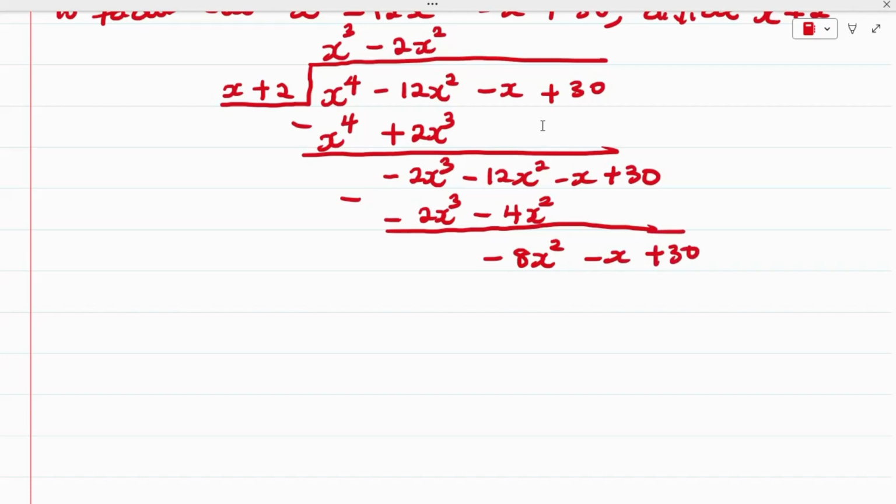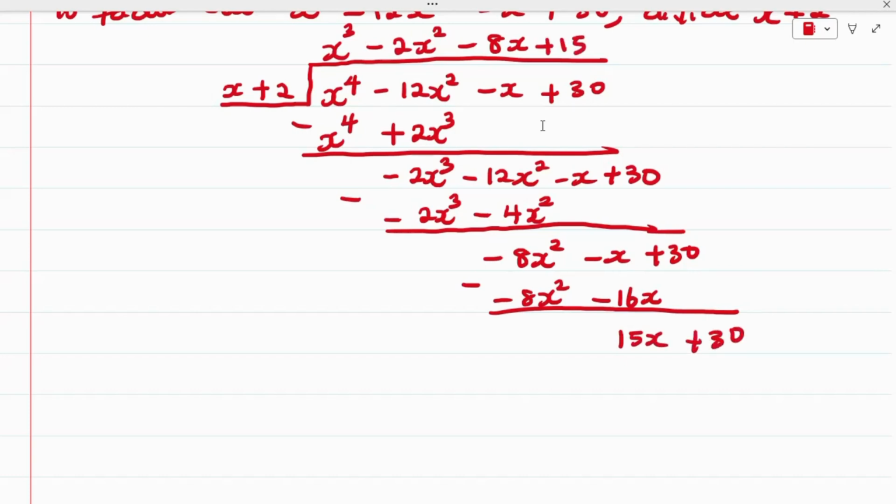So x divide negative 8x squared will give us negative 8x. Negative 8x multiply x is negative 8x squared. Negative 8x multiplied by 2 is going to give us negative 16x. So subtracting this right here, we have 15x plus 30. Alright, so 15x divide x, we're going to have plus 15, and multiplying this with x plus 2, we're going to have 15x plus 30. So subtracting this, we have 0 and 0.